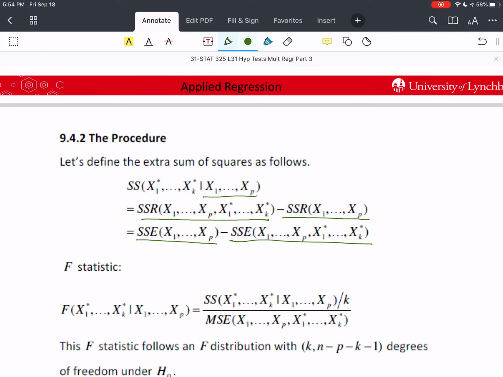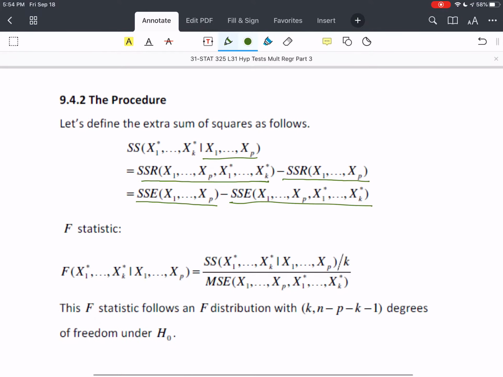Okay? And so the F statistic is given by this. So this is our test statistic. Okay, so test statistic, step 2 in our hypothesis test. And that is F of x1 star to xk star given x1 to xp. And you'll notice that now, because we have more than one, we have to divide by k. So this is the mean square of the sum of squares, but there's not really a name for it, and so that's why I guess we leave it this way.